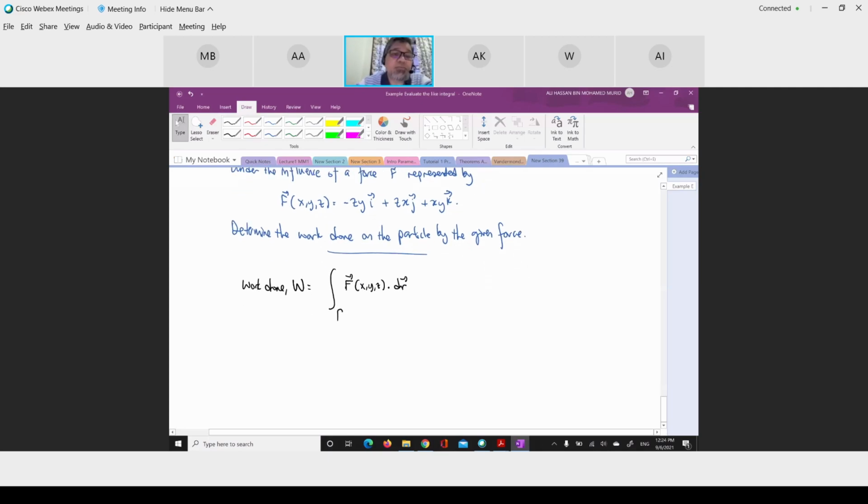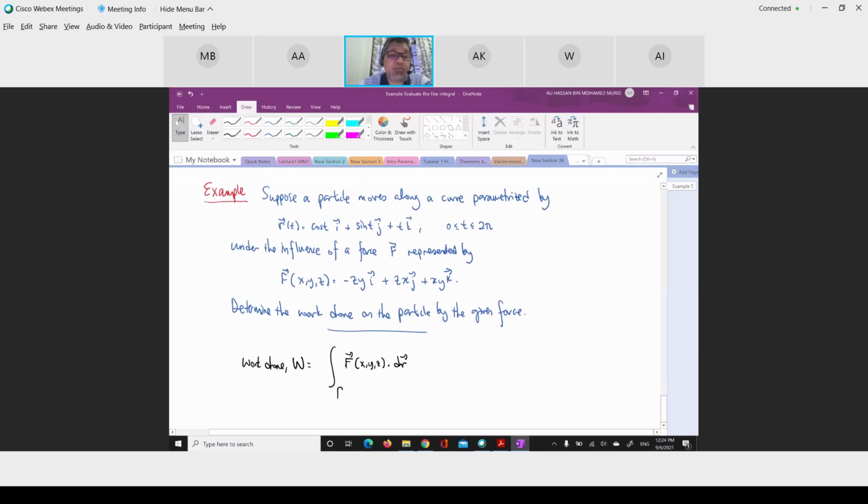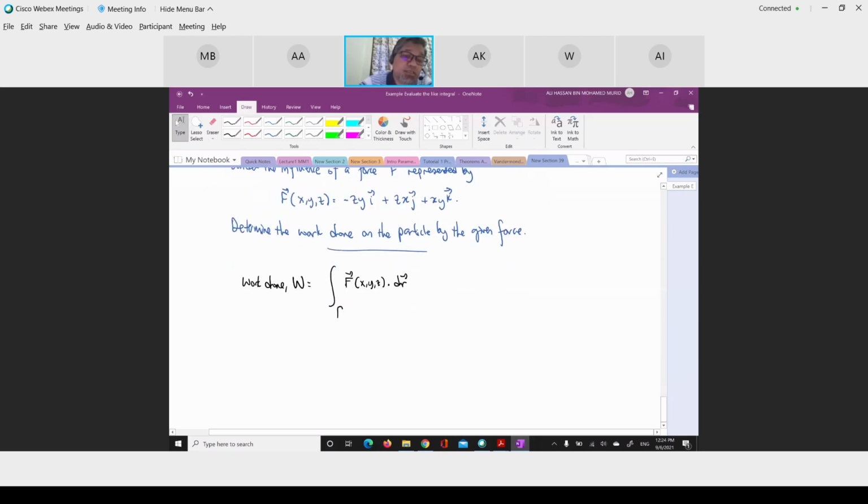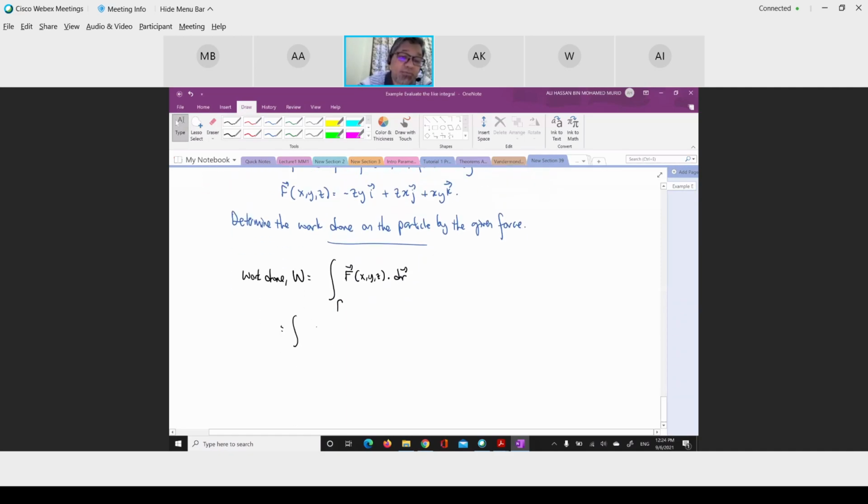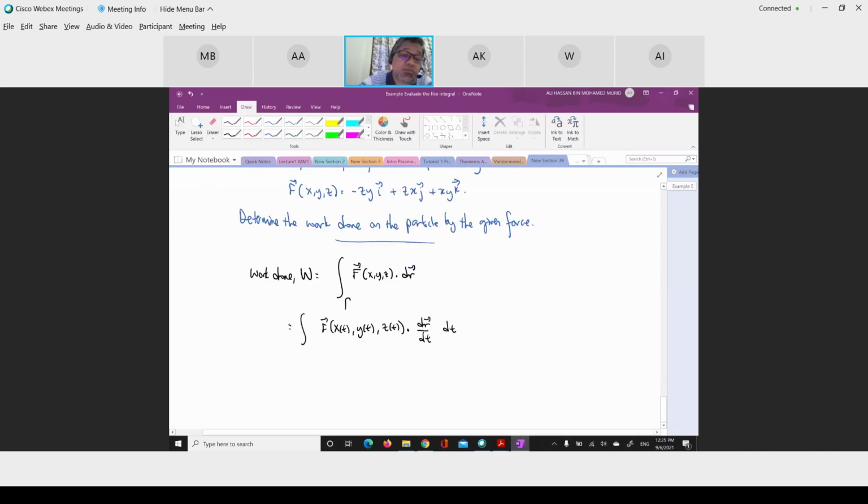So since the parametrization of the curve is given, we replace x by x(t), replace y by y(t), replace z by z(t), and then this becomes the dot product with dr/dt times dt. Okay, that is the parametrization technique. And t varies here from 0 up to 2 pi.